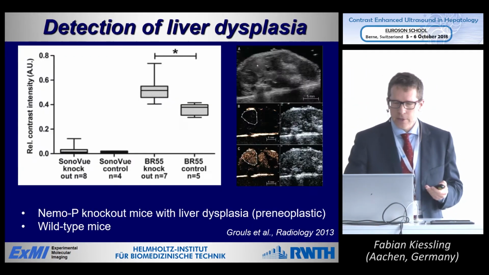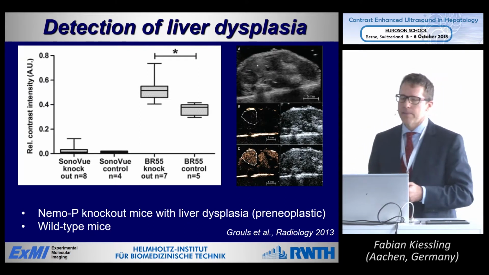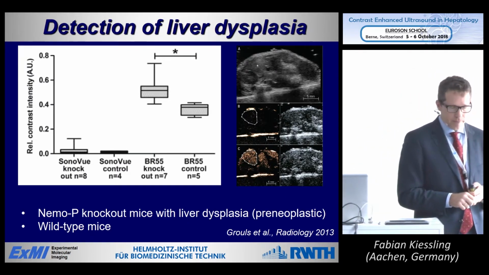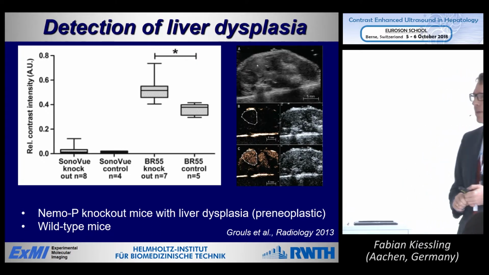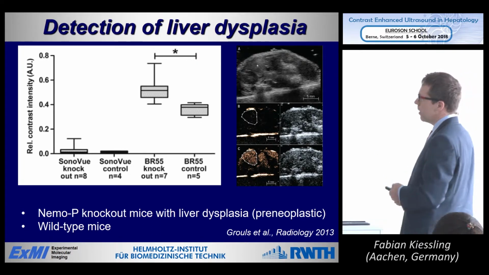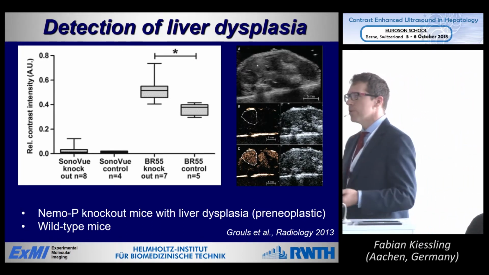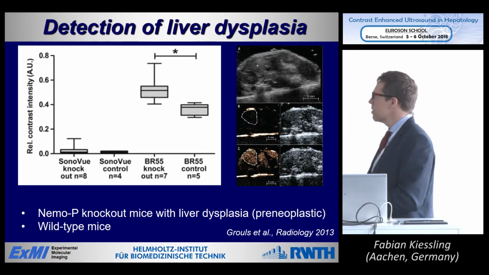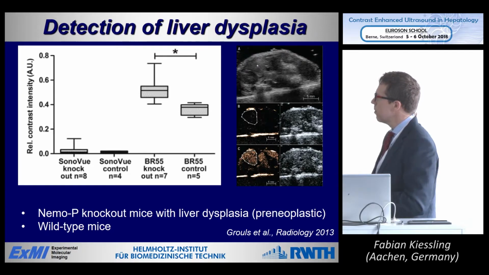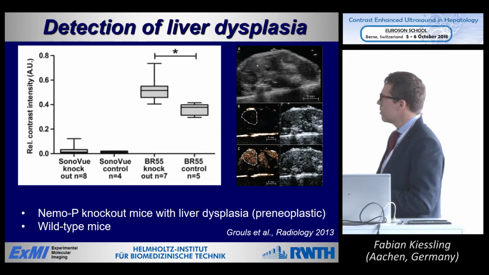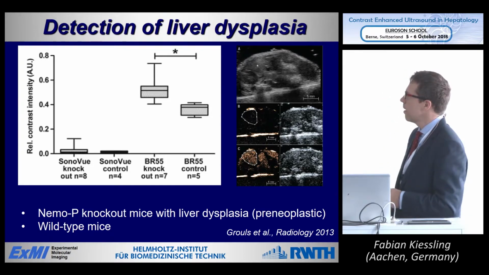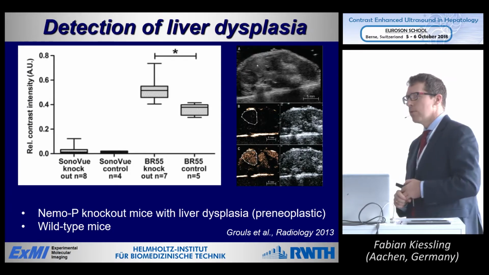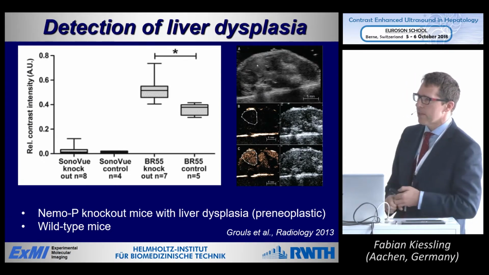Well, still encouraged by these findings, we applied these bubbles for other purposes and tried whether we can use them, for example, to detect neoplastic conversion of inflammatory liver diseases. And for that purpose, we used a knockout mouse model here that developed liver dysplasia over time and compared the binding of BR55 to the wild-type animals. And we also injected Sonovu to look for differences in vascularization.